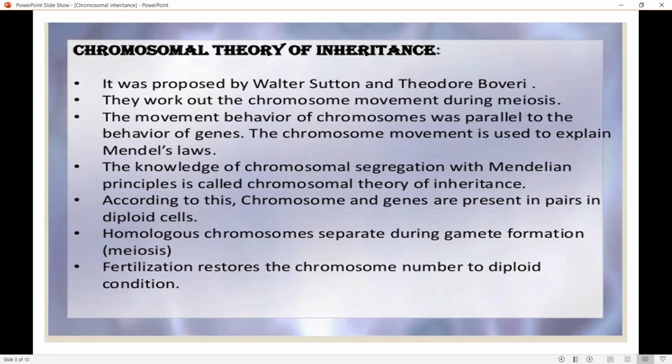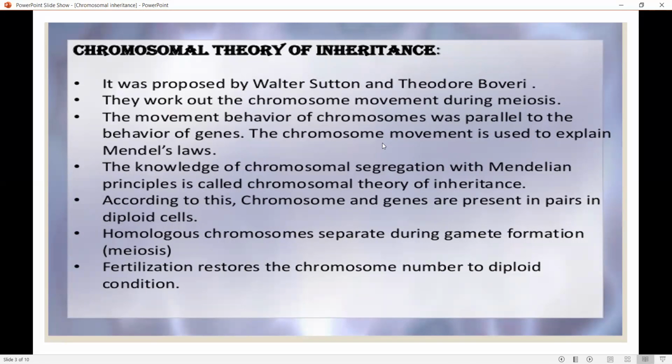And they worked out the chromosomal movement during meiosis. We know that during meiosis, the chromosomes are distributed in the gametes in haploid form, and chromosome movement was actually worked out by Sutton and Boveri. The movement behavior of chromosomes was parallel to the behavior of genes. The chromosome movement is used to explain Mendel's law. Before that, Mendel could not explain or relate it with the factor.